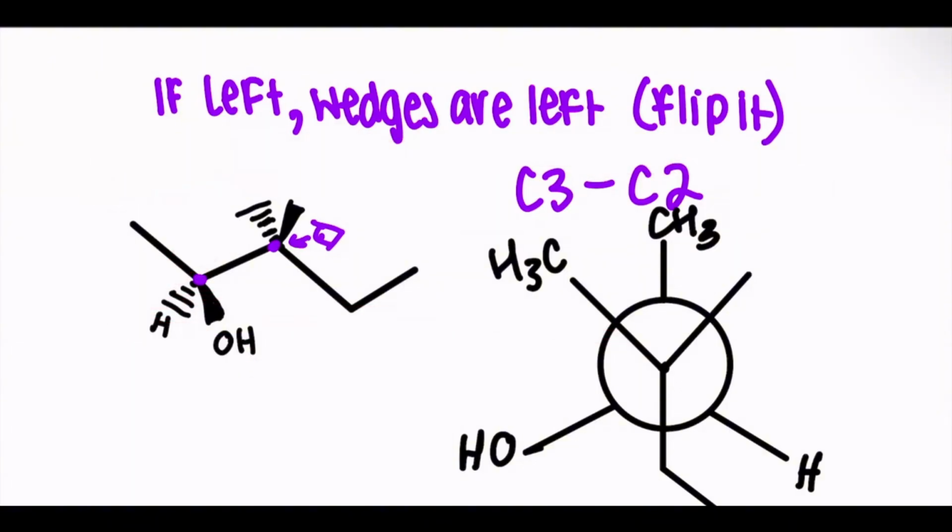Be aware of which way you're looking, but it is most common. That's why I said your wedge is always going to be on the right. They're not always going to be on the right. It's just most of the time you are going to be asked to draw the Newman structure from the perspective of the right side.